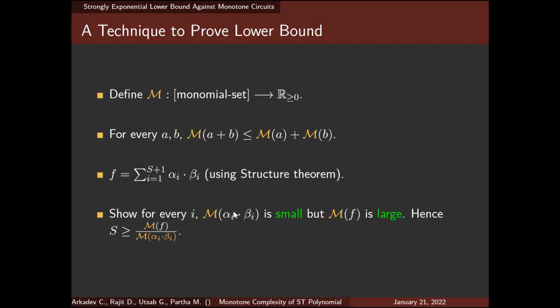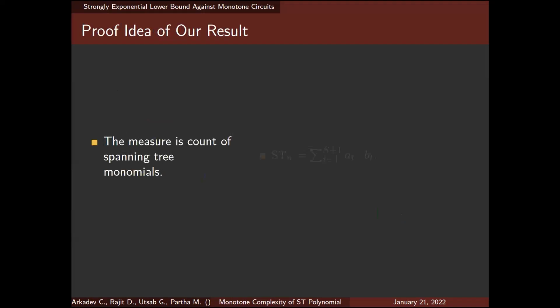And by showing this, we can get a lower bound on the size S. Now, using this technique, we'll prove our first lower bound result. In our case, the measure is the count of spanning tree monomials. So first, write the spanning tree polynomial as a sum of product polynomials using the structure theorem.